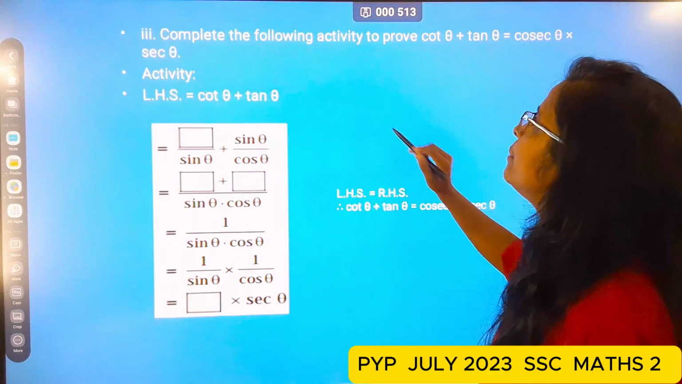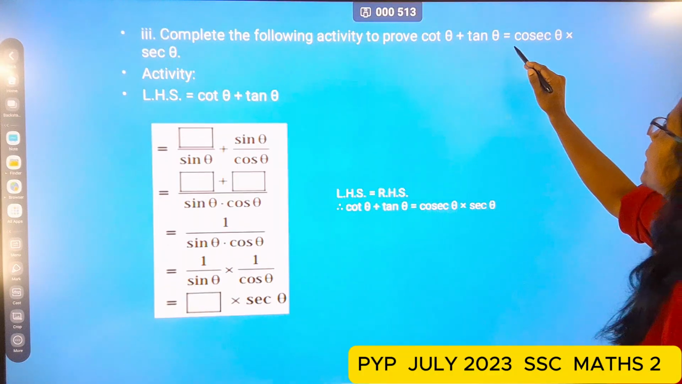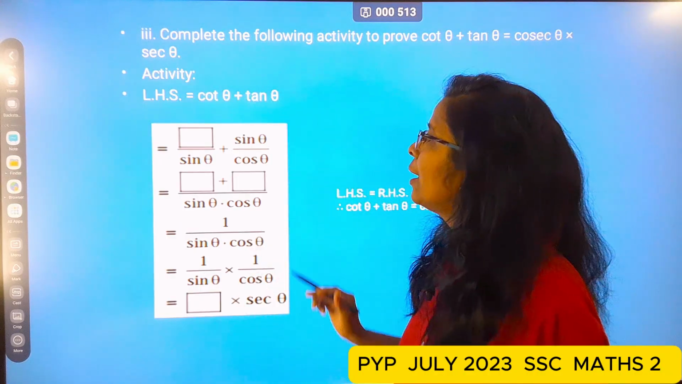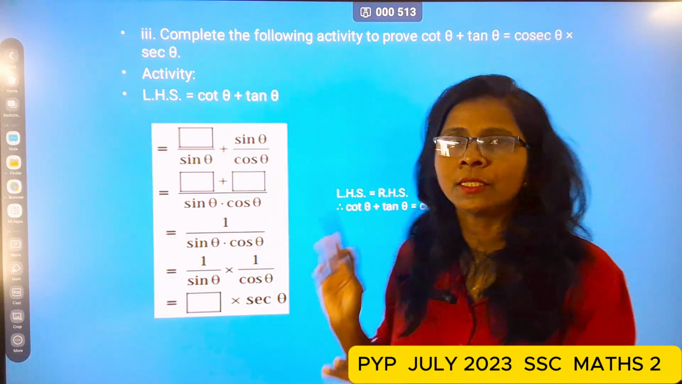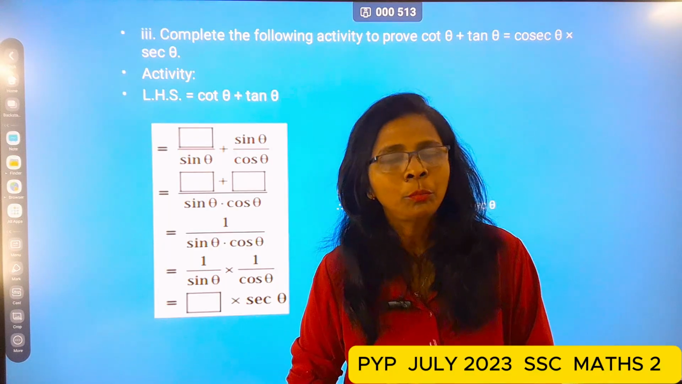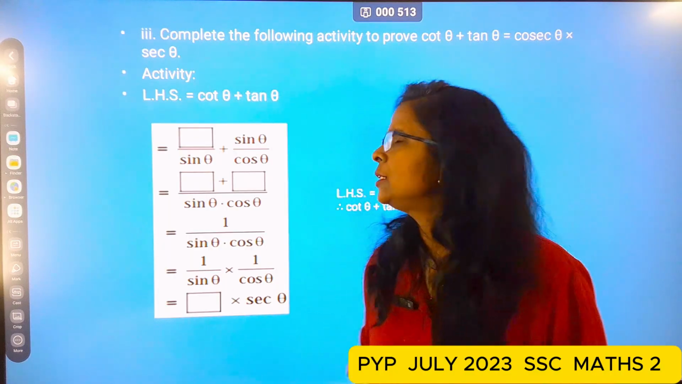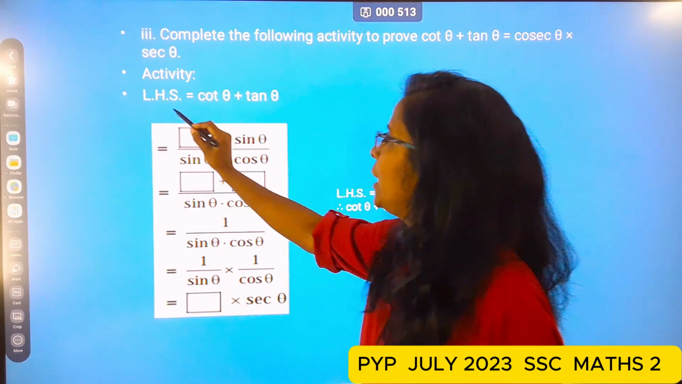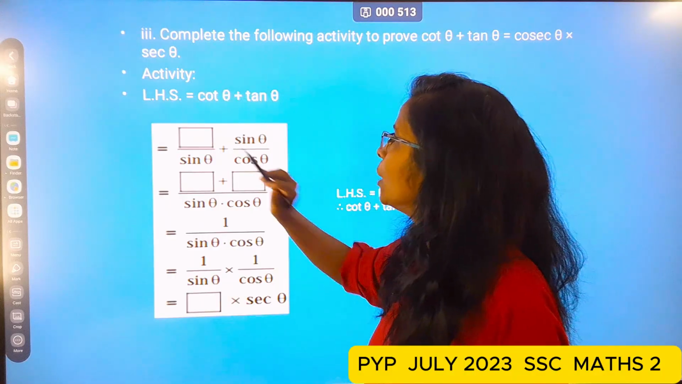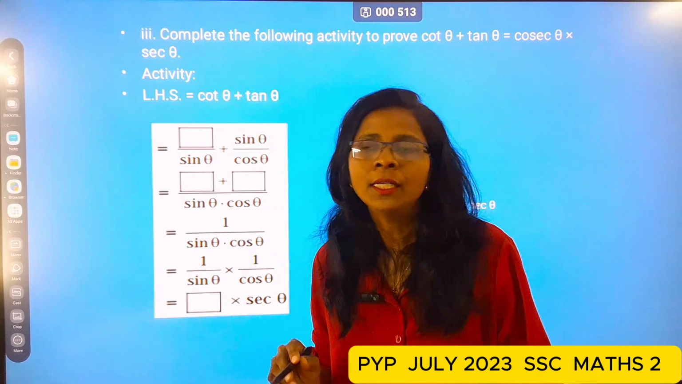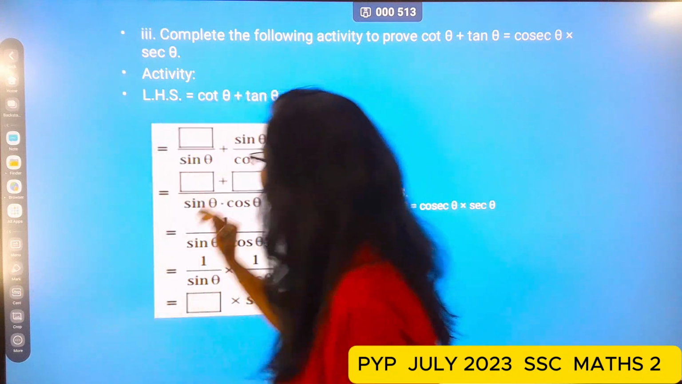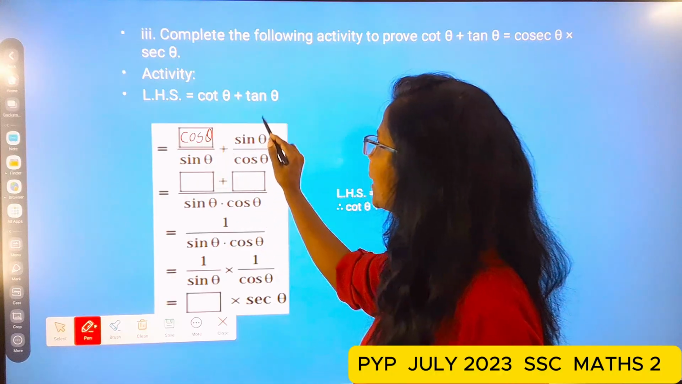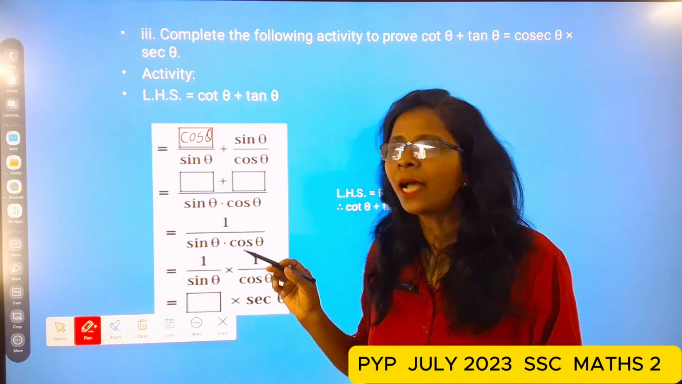Then next one, third: complete the following activity to prove cot theta plus tan theta is equal to cosec theta multiplied by sec theta. So now students, we have to prove that LHS and RHS are equal. These are very easy questions, because it is from the chapter trigonometry. Here LHS is cot theta plus tan theta. We express cot theta as cos theta upon sin theta, plus tan theta expressed as sin theta upon cos theta.